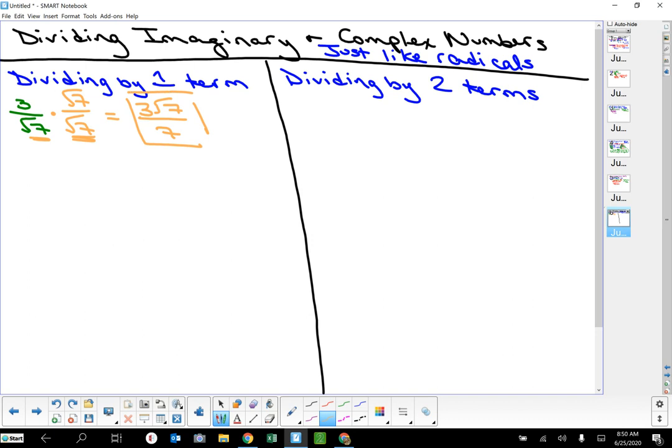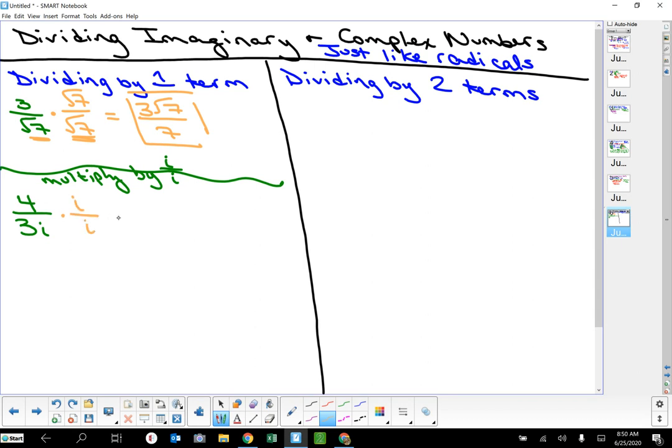Okay? Well, when we do imaginary numbers, here's the new example. We have something like 4 over 3i. Again, we're dividing by one term. Well, you're going to do essentially the same thing. You're going to multiply this whole thing by i over i. Because just like a radical, you can't have a radical in the denominator. Here, you can't have an i in the denominator.